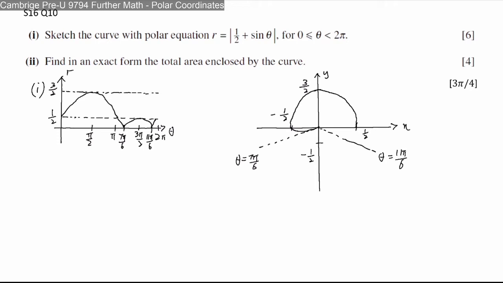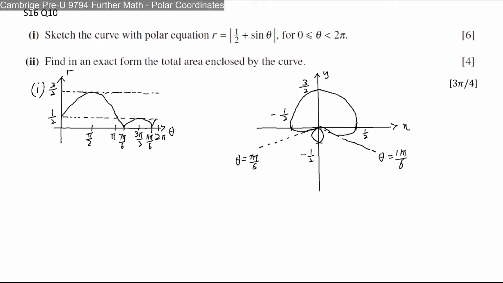So from 0 to this, r is equal to a half. So we have got from theta equals 7 pi over 6, when it goes to 3 pi over 2, we have a certain value, which is a half. So the rest of it is symmetrical, so we can just copy the rest of the behavior of the graph. Okay, so this is what happened to our graph by looking at the behavior of the r as the theta changes. Okay, next one. Find in exact form the total area enclosed by the curve.